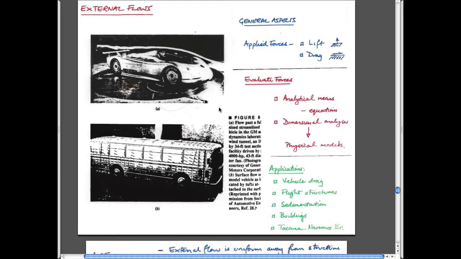So, external flows. We're interested mainly in the forces that are applied. The only thing that's different between lift and drag is the direction of the force that's applied on the structure. Lift is typically the force perpendicular to the airflow. So on an airfoil, the air comes over the wing. Lift is the magnitude of the force perpendicular to that far field velocity. And drag is a force aligned in the same direction as the flow.